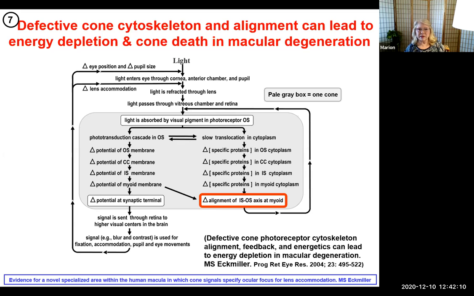We don't have time to go into the details, but I believe that if the cones are not pointing correctly because something is disabled with their mechanism, they're going to keep trying and they're going to run out of metabolic energy because they're not accomplishing their task. However, you could ask, if all of the cones in the retina have the same cytoskeleton, the same genes, why is it that only the central macular cones die in macular degeneration?